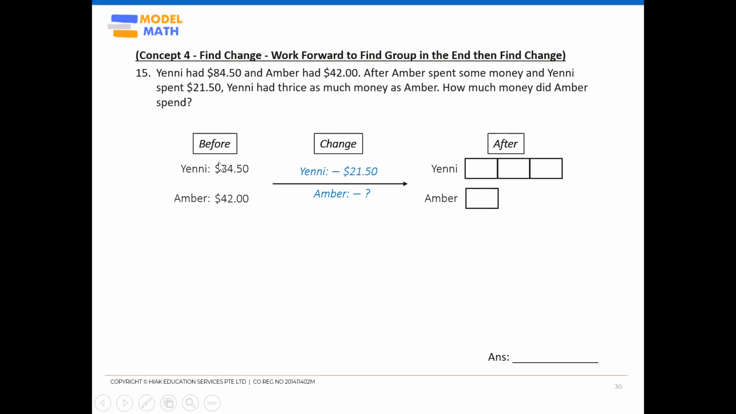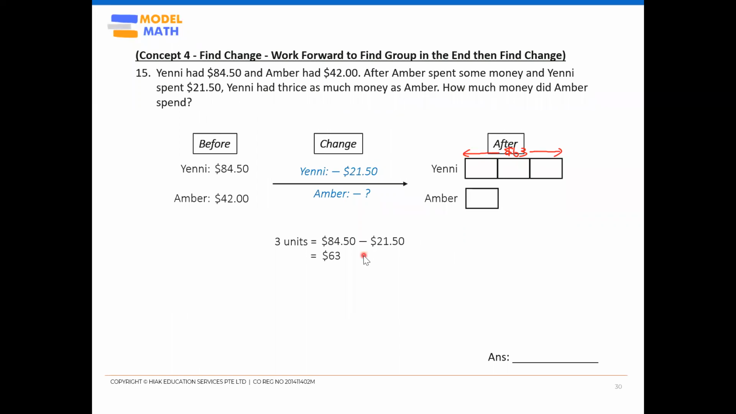So notice for Yenny, she at first has this much money and they give us the change, which means that I can work forward. I can work forward to find the value of her 3 units in the end, simply by taking 84.50 minus 21.50. So what it means is that she has $63 at the end, 3 units. It'll be good if we annotate that down. This is $63.